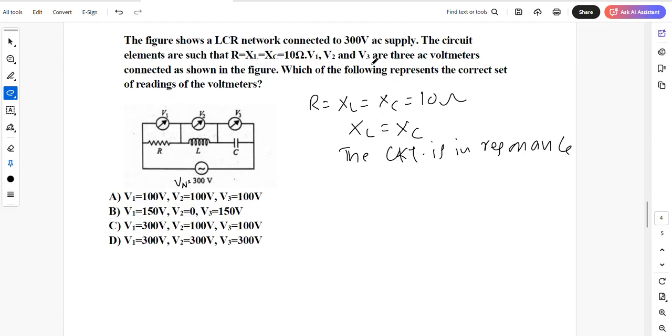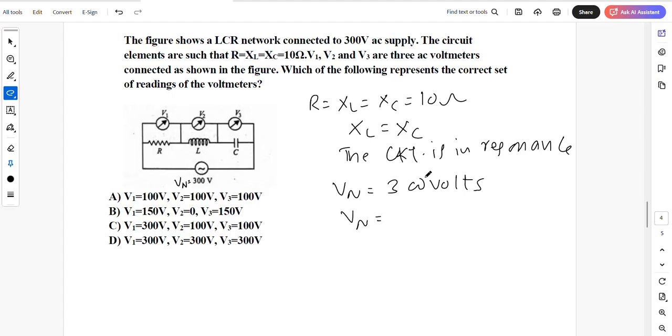Okay, V1, V2 and V3 are AC voltmeters connected as shown in the figure. Which of the following represents the correct set of readings? See, when V net is equal to what? When V net is equal to 300 volts. Okay, 200 volts. What happens to this one?